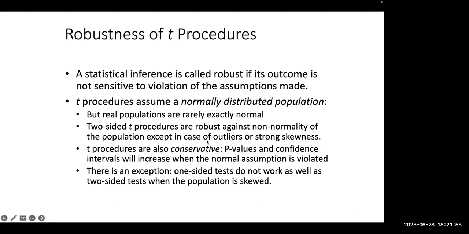So two-sided t-procedures are robust against non-normality of the population, except in case of outliers or strong skewness. Two-sided is always more conservative because essentially you have smaller estimates, particularly with skewed data. If it skews in one direction, you may be more likely to see a difference, but we'll get to that later. T-procedures are more conservative.